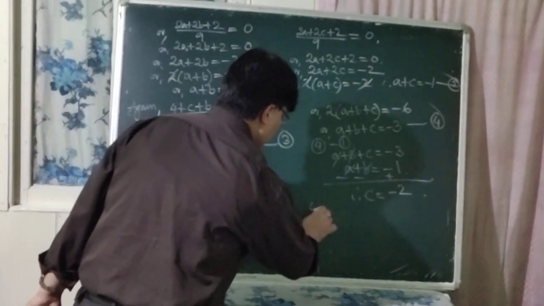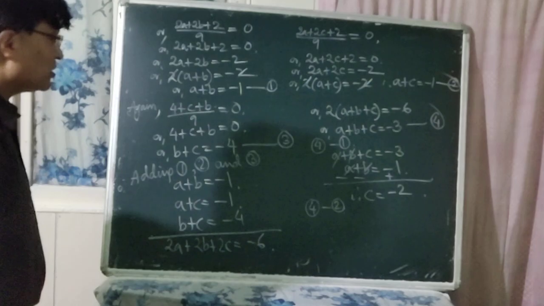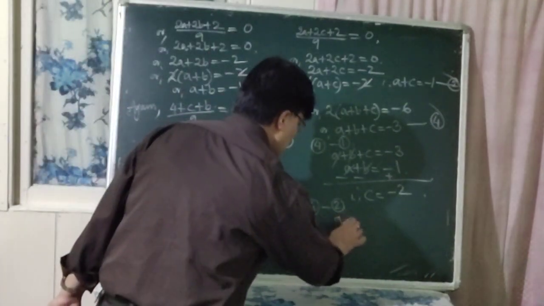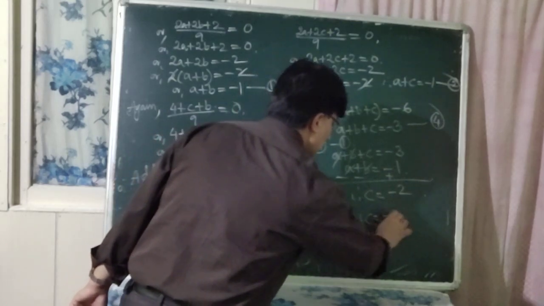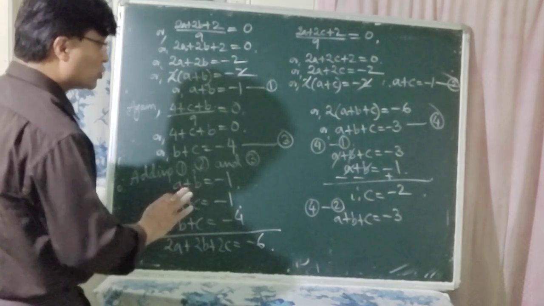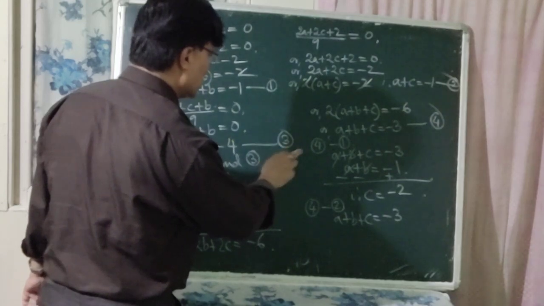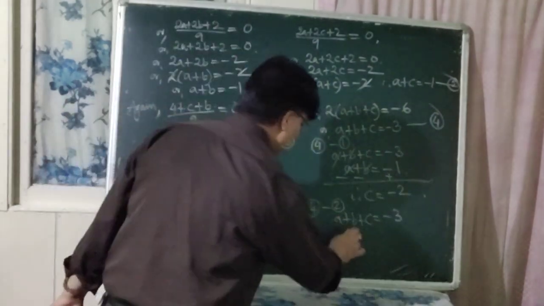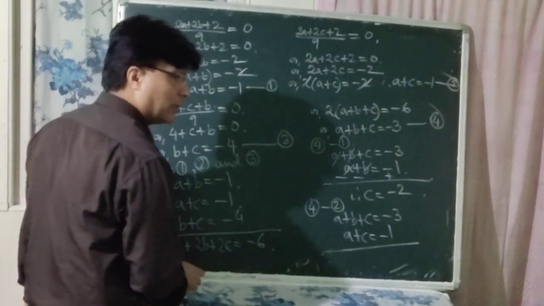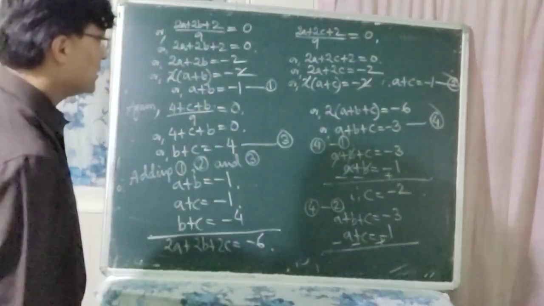Next, again, let's do 4 minus 2. So what do we get? Now write A plus B plus C is equal to minus 3. And this was 4 minus 1. Okay, so 4 minus 2 is, that is A plus C. A plus C is equal to minus 1. Right? So minus minus, this is plus. Is that clear now?